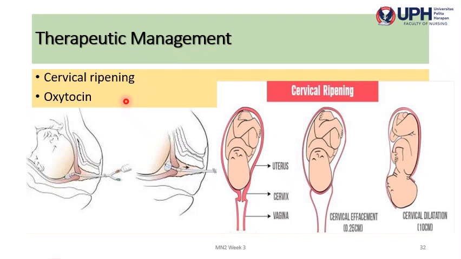There is also therapeutic management that we can do, which is collaborative. We do what we call cervical ripening, and we also administer oxytocin so that it will cause the baby to be born.